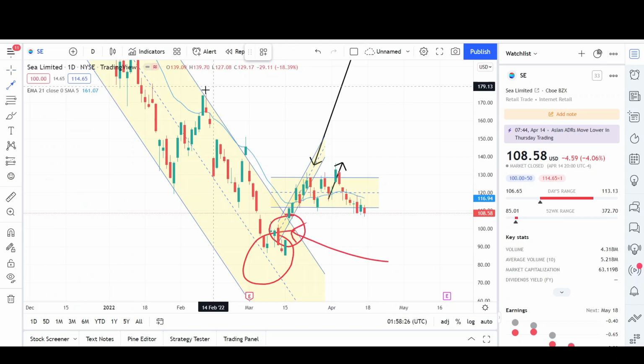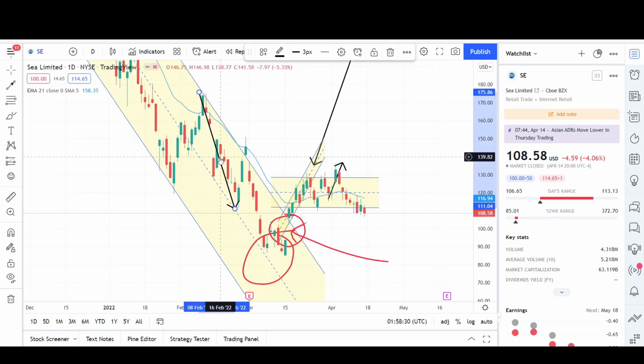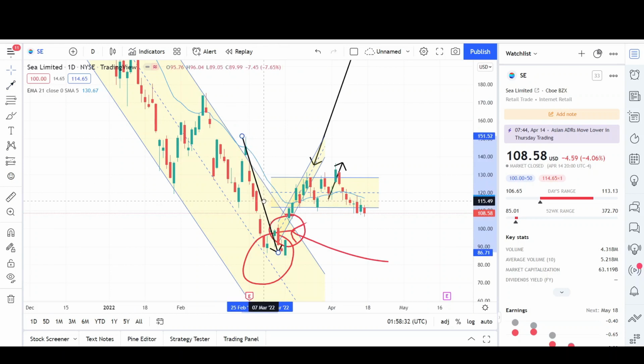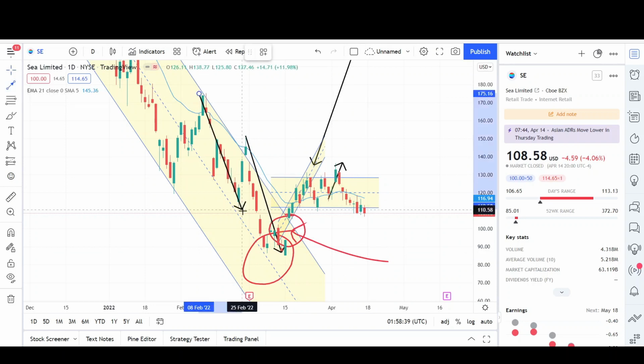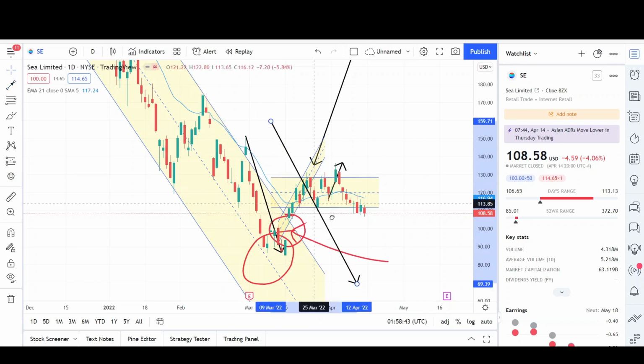If we do continue lower, where are we going? Well, let's look at a measured move. You can see this was the first impulse down, and this was the second impulse, and this one's already played out, and we corrected higher, and now we could potentially continue lower. And if we continue lower, I need to combine the first two measured moves and make it one large one.